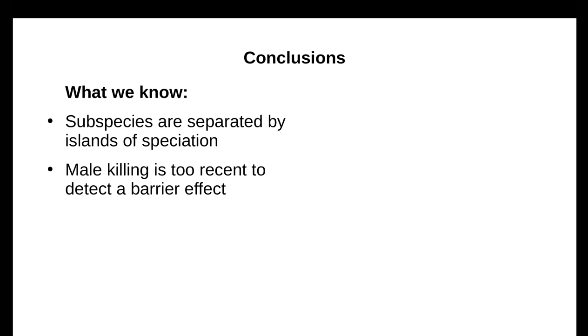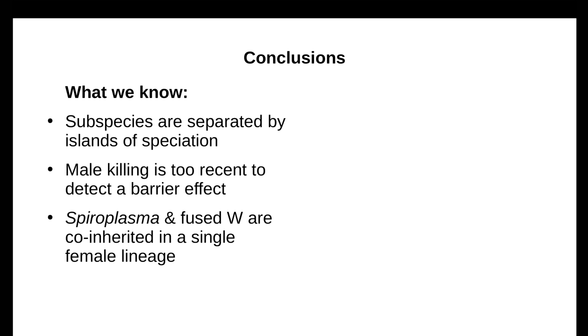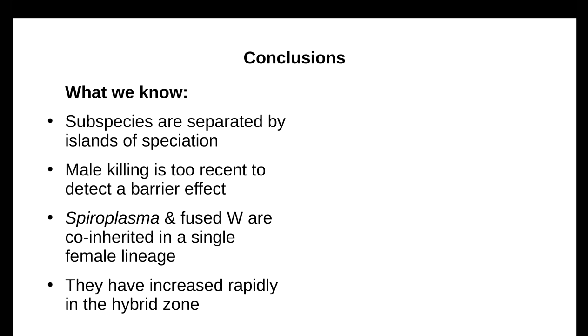We are currently thinking about experiments to possibly detect whether there is a barrier more rapidly than just waiting for tens of thousands of years. The Spiroplasma and the fused W are co-inherited, and there was a single infected female that carried all of these things. And all of the infected individuals in the contact zone that we found so far are descendants from that one female. And they have spread rapidly.